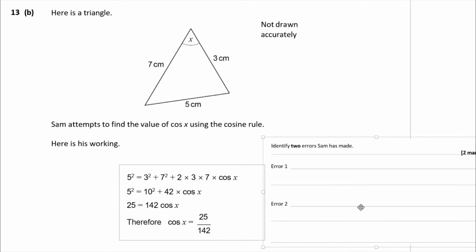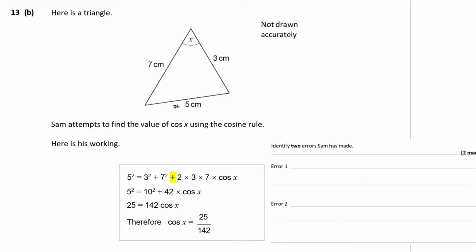Now, it should start and end with the same letter. So if that's angle x, then this is side x over here, isn't it? So it needs to start with the 5, which it does. 5 squared equals 3 squared plus 7 squared. That's fine. This symbol here is wrong though, isn't it? There should be a minus there. Should be taking that away. The rest is fine. 2 times 3 times 7 times the cos of x. That's fine. So that symbol there is wrong.